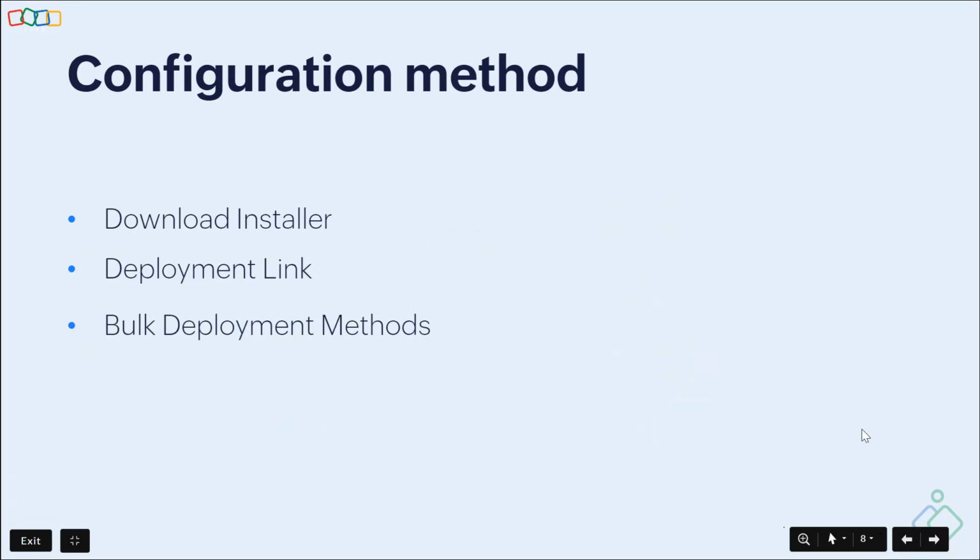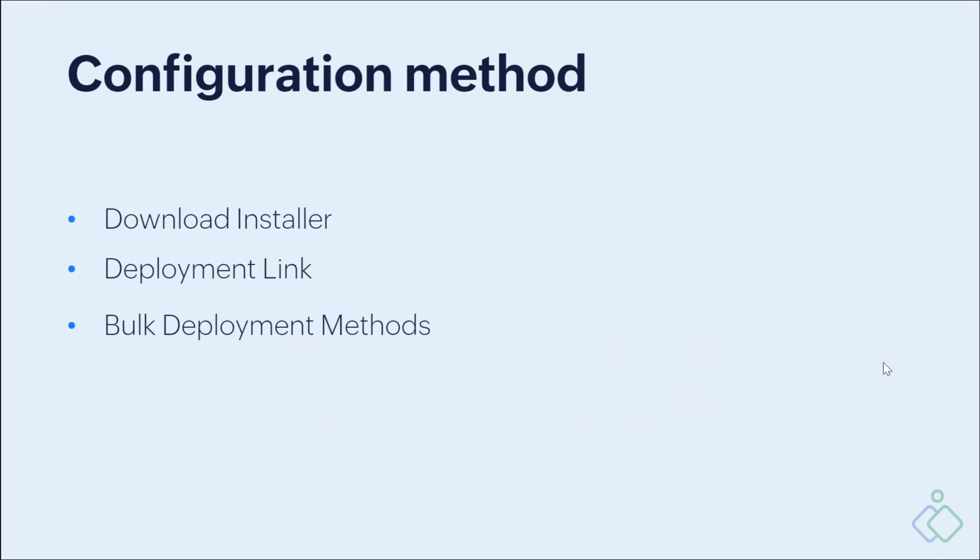Configuration methods. So you got an idea that in order to access a device for unattended access, we need to install the agent on that target machine. This installation of the agent can be carried out in various methods. Starting with download installer, and we have deployment link, and lastly we have bulk deployment methods. Firstly, we'll start with download installer. This is one of the manual installation methods where you'll be manually installing the agent on the remote machine to have it configured for unattended access.